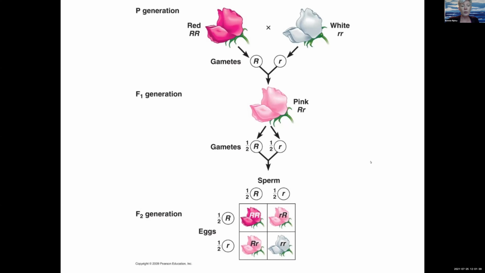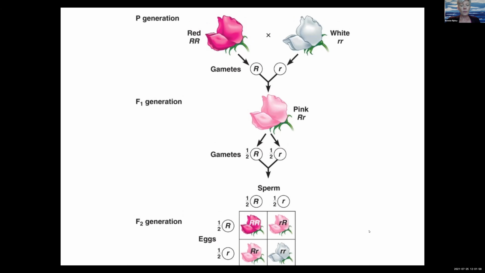All of our pink flowered plants are big R, little r. The gametes that they make are going to be 1/2 big R's and 1/2 little r's, because during meiosis, all the big R's and the little r's are going to separate from one another. As a result, we will get, and we're summarizing what we get in this little 4-box diagram called a Punnett square, Punnett.